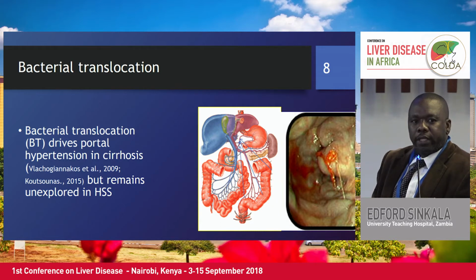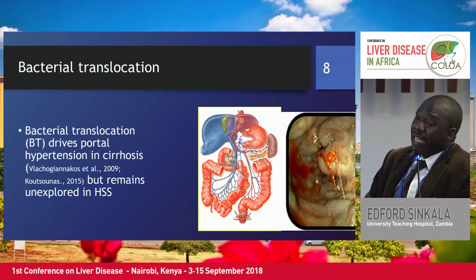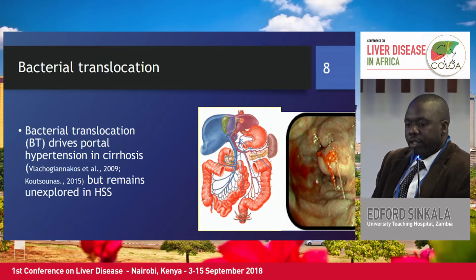But we know that bacterial translocation actually does drive portal hypertension in patients with cirrhosis. And how does it do that? Because of bacterial translocation, there is an increase in splanchnic vasodilatation in splanchnic vessels, and that leads to increased blood flow. And then consequently, this leads to increased portal hypertension. So that's what occurs in cirrhosis.